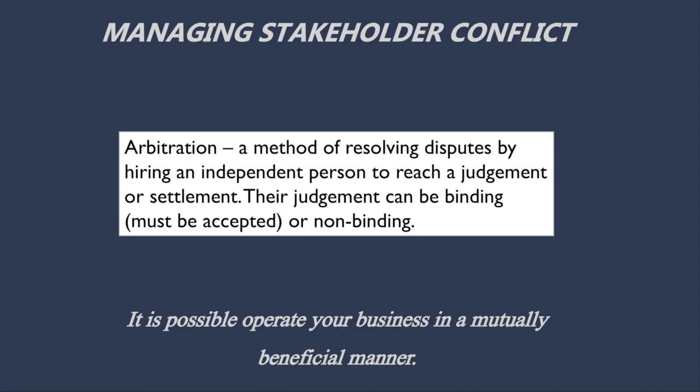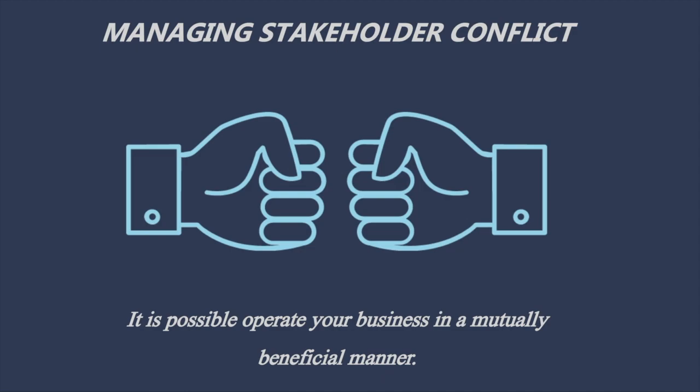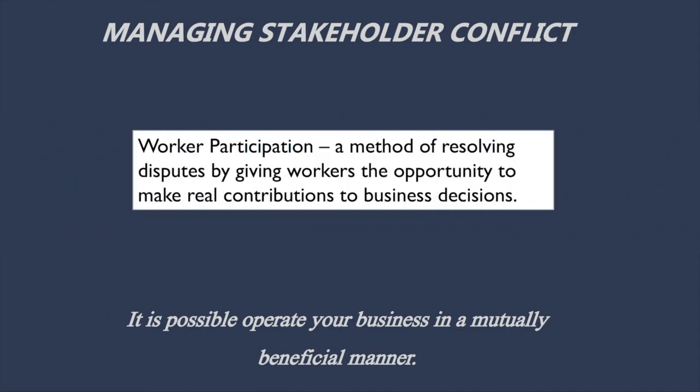Now, not everyone's going to get what they want. It will be a compromise, and sometimes people have a problem with compromise. But in general, if you want to minimize conflict and you can get 2 groups to compromise, that's the best way to do it. So the next one that we have is worker participation.